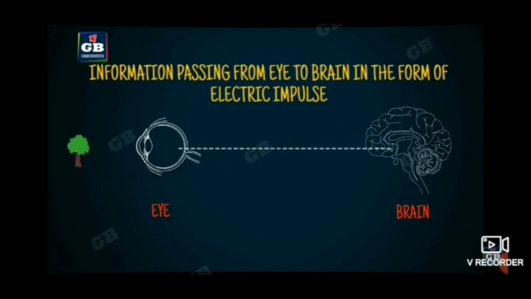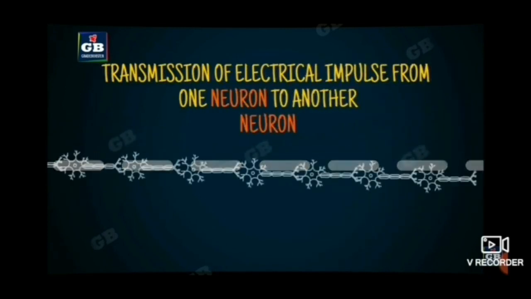We see an object with our eyes. The visual information of the object is carried to our brain to recognize that object. Then how is the information carried from the eye to the brain? That is done by the nerve cells. The dendrites of the neuron receive the information. The axon passes the information to the next neuron.